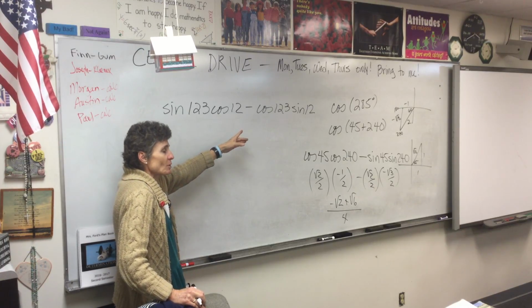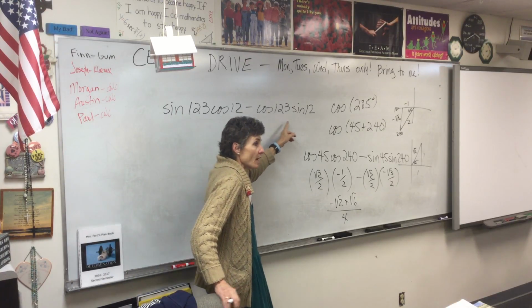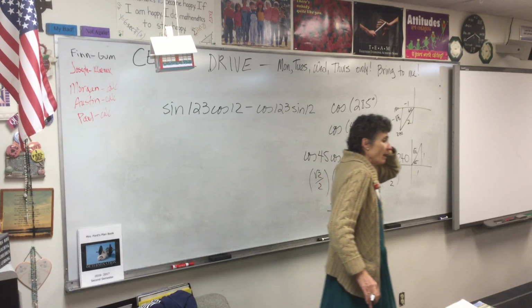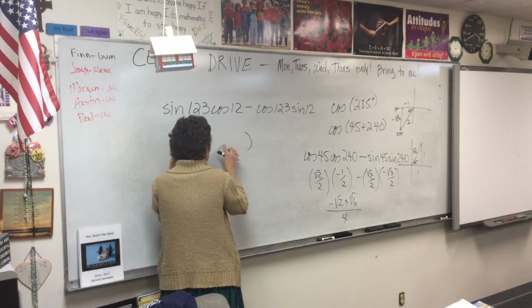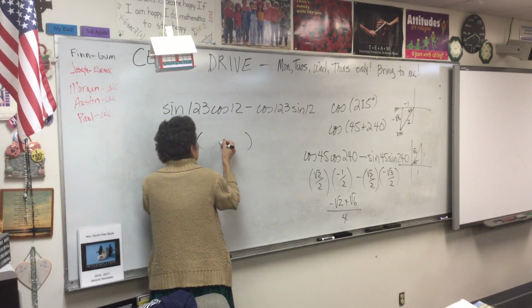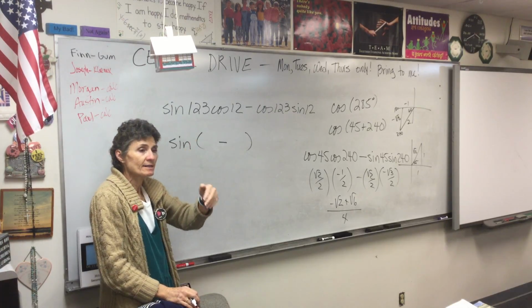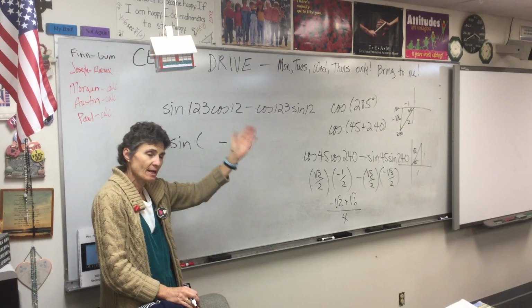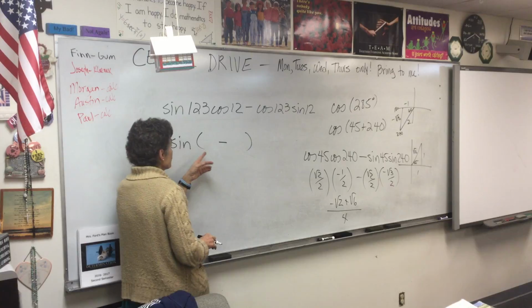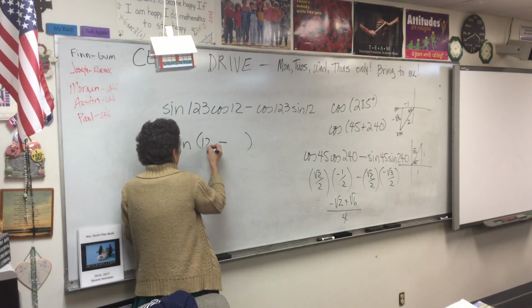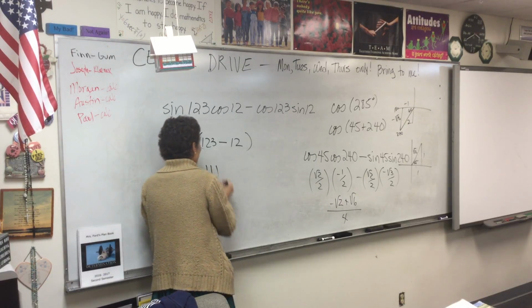Okay, what's going on here? Sine, cosine, minus cosine, sine. That should ring a bell. It's a sine formula. Is it the sine of a plus or a minus? Minus. In the sine formulas, the signs stay the same. Now, what are my u and v? This is a formula for the sine of u minus v. So what do I have? 123 minus 12. So this is the sine of 111.